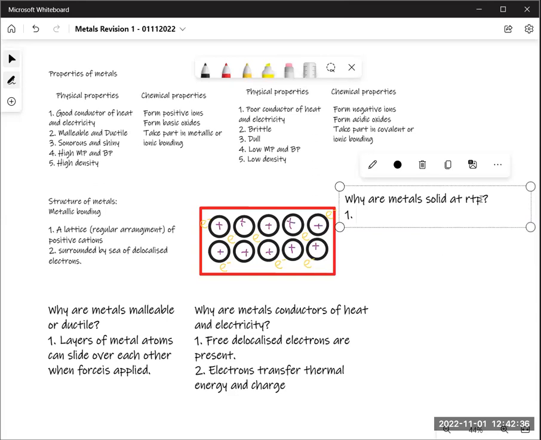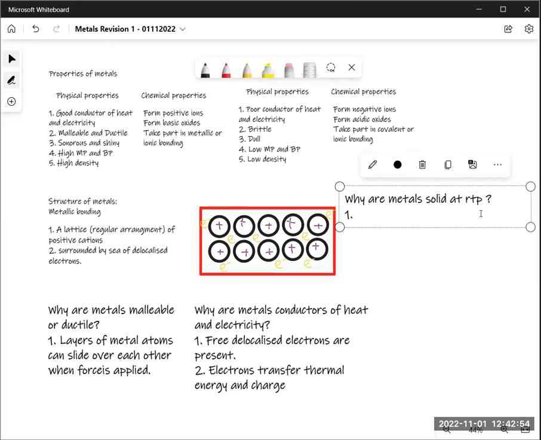Ritika, what is RTP? Room temperature and pressure. Room temperature is basically around 25 degrees Celsius, and that's basically your room. 25 degrees Celsius, and pressure is 1 atm.